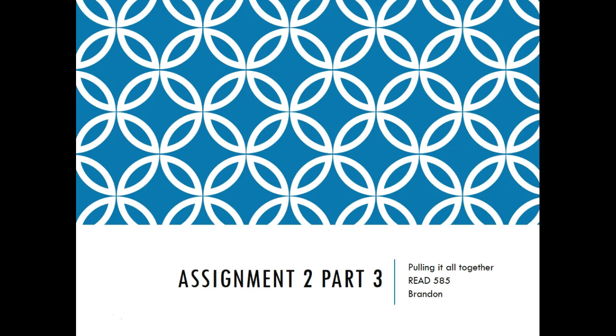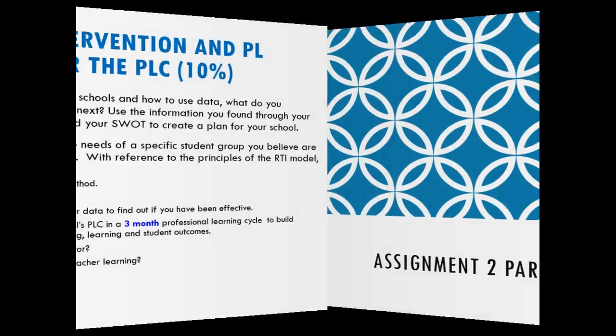From there, you needed to identify specific strengths, weaknesses, opportunities, and threats in order to create Part 3, which will be your plan for professional learning and student intervention. So for this part of the assignment, you have really been building up to this with your analysis of the school context in order to handcraft a model for intervention as well as professional learning to support that intervention that's going to be appropriate for your unique setting.